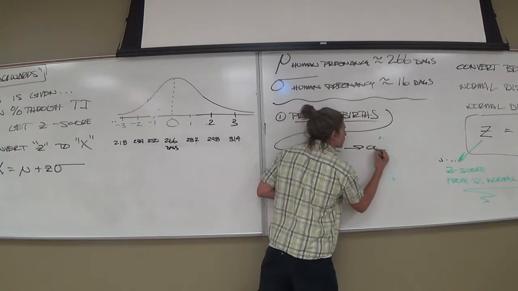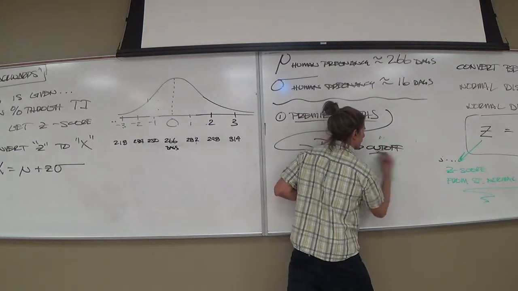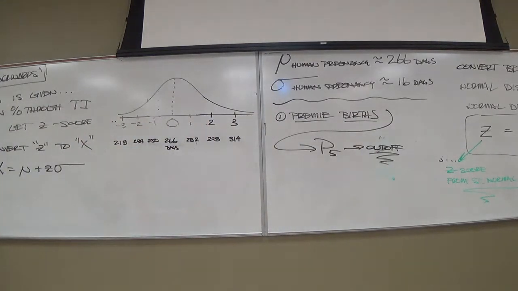This is the cutoff for preemies. So this is like the Mensa problem, but reversed. For Mensa, you have to be in the top 2%. For preemies, you have to be in the bottom 5%. So it's a pure percentile.